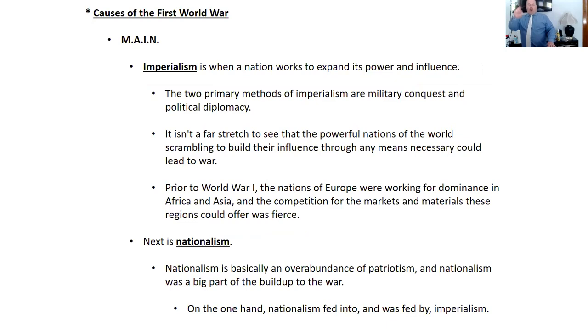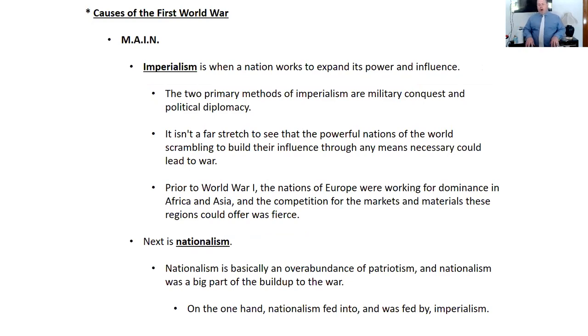Imperialism, the I in our acronym, is when a nation works to expand its power and influence. The two primary methods of imperialism are military conquest and political diplomacy, both of which we talked about in the end of the 19th century in our last unit. It isn't a far stretch to see that the powerful nations of the world scrambling to build their influence through any means necessary could lead to war.